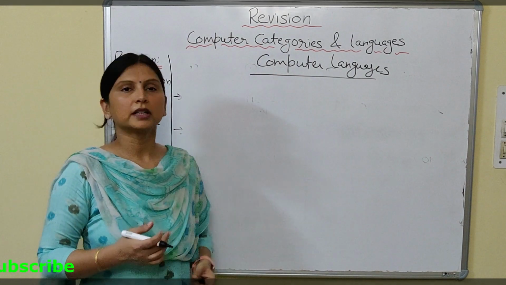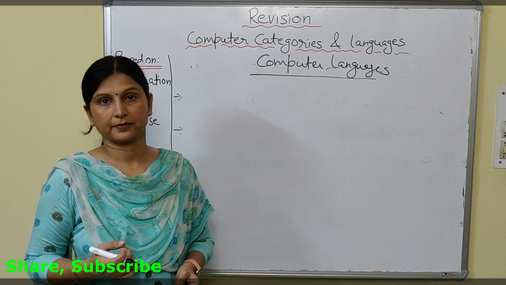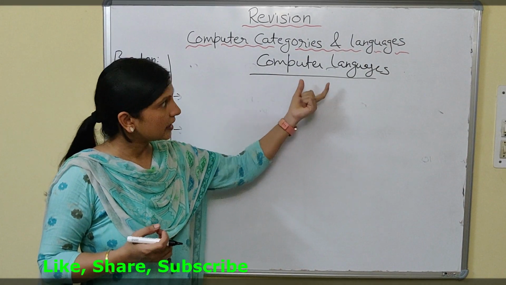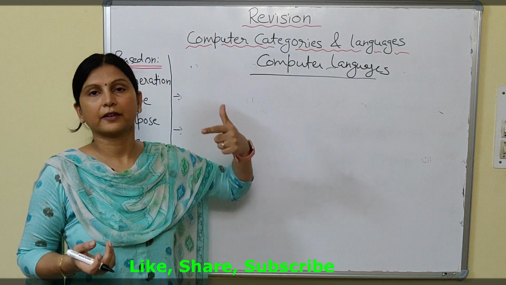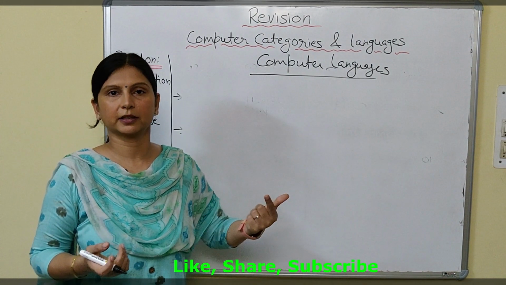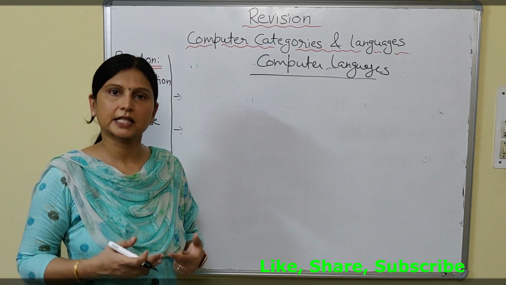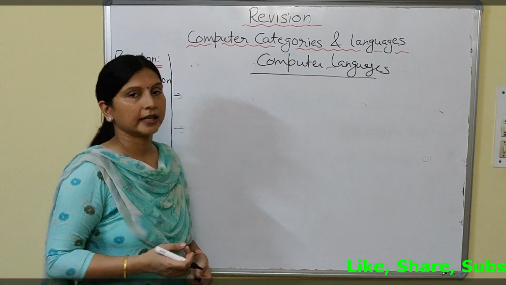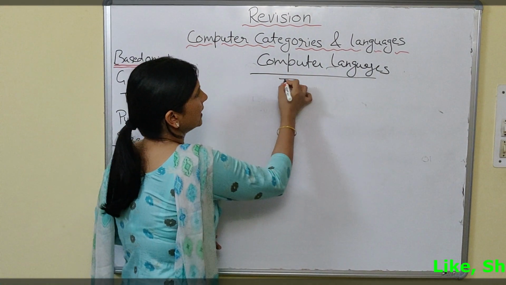Similarly, computer has its own language. Computer understands some particular languages. So the languages which are understood by computer are called computer languages, or we can say the languages through which we can communicate with computers are called computer languages. Like C, C++, Java and so on. Fine. So all these are computer languages. Now we will discuss the types of computer languages.